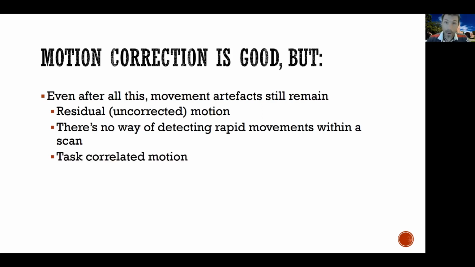Now, very important, always try not to have task correlated motion, because that you can fix, but even if you fix it, you might be stealing actual variance from the brain and incorrectly attributing it to motion.